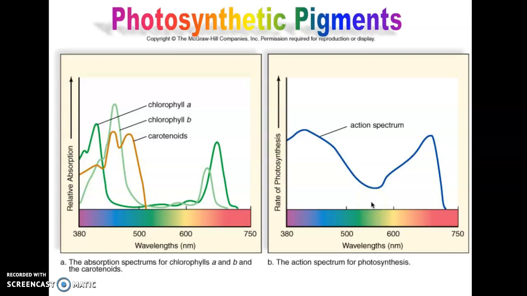So let's look at this as a visual. It might be a little bit different and a little bit more helpful. So relative absorption here, they just colored it. Chlorophyll A is a darker green, chlorophyll B is a lighter green, and then the carotenoids, the beta carotenes, are orange, obviously.